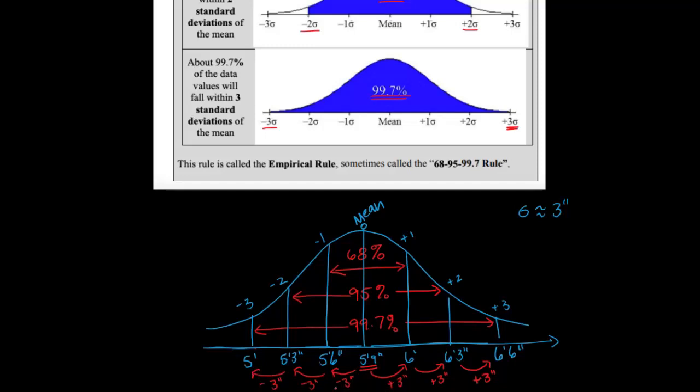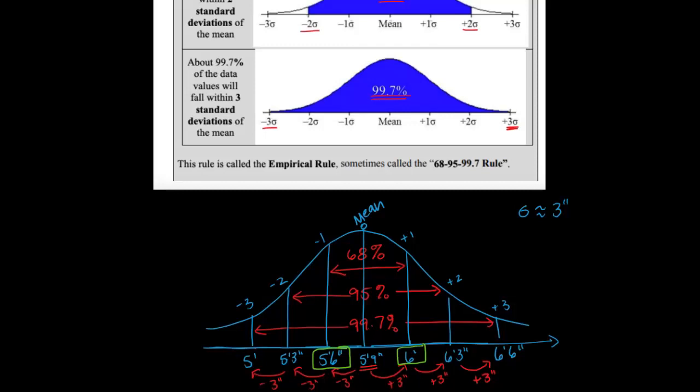And so we can look at the empirical rule that says 68% of values fall within 1 standard deviation from the mean. Well, let's think about that in terms of height of men. So 1 standard deviation below would be 5'6", and 1 standard deviation above is 6 feet tall. So this rule says 68% of men are between 5'6" and 6 feet tall.